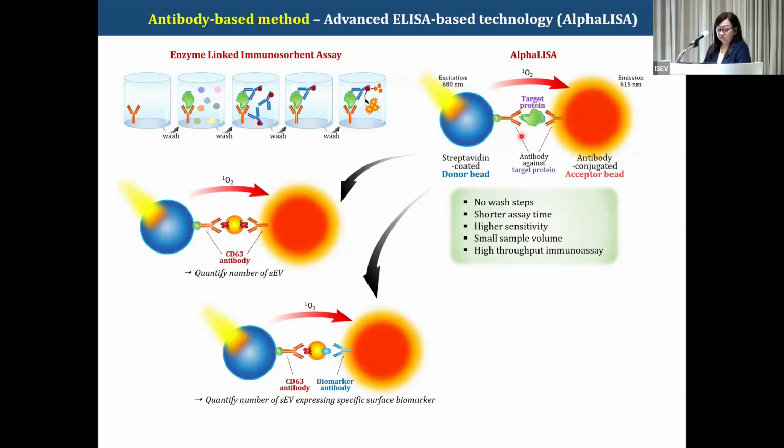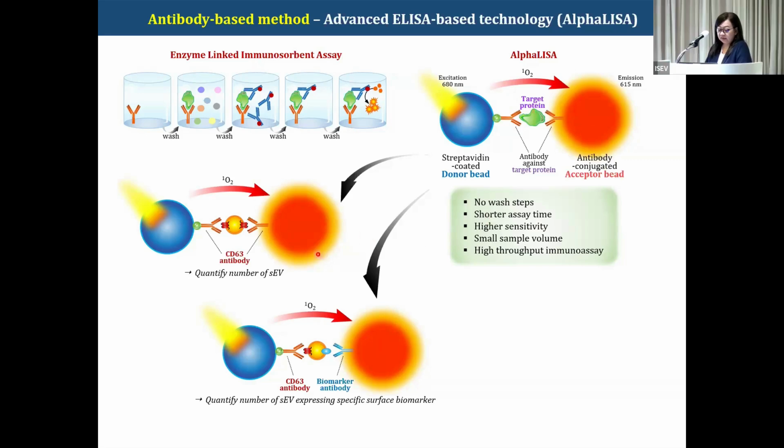And AlphaLISA involves two beads, the donor and the acceptor beads, which are conjugated with the antibodies. In the presence of the protein of interest, the binding of the protein with the antibodies will bring the two beads in close proximity. The excitation of the donor beads causes the release of the singlet oxygen that triggers a cascade of energy transfer to the acceptor beads, leading to light emission. So the light intensity reflects the amount of protein bound with the antibody.